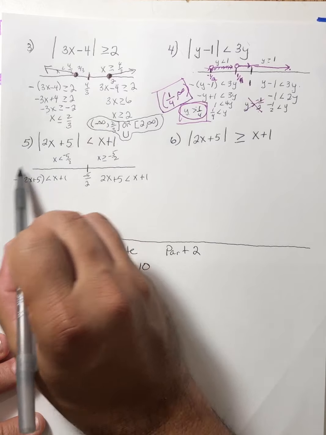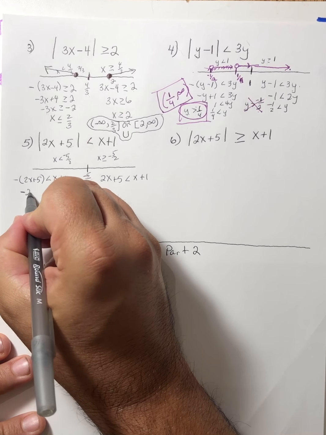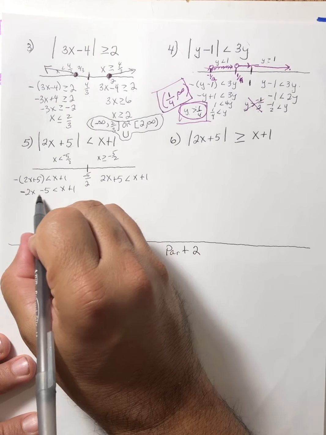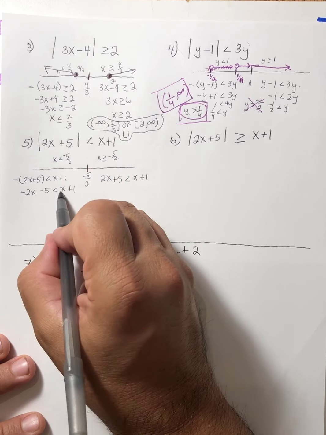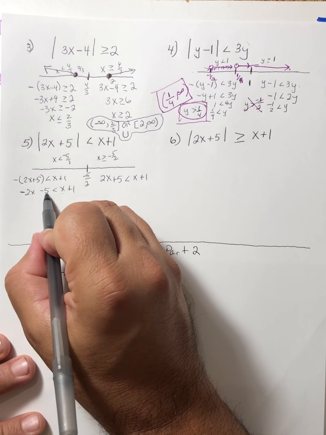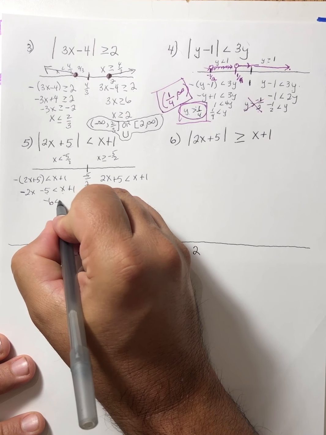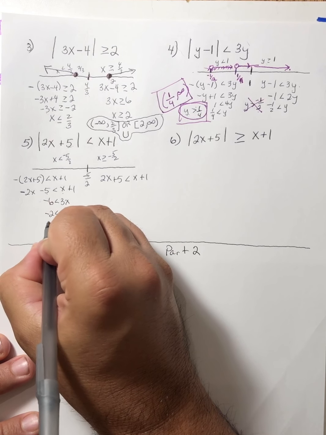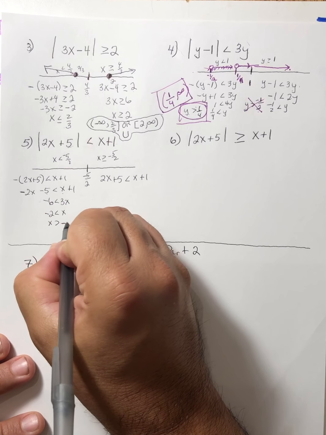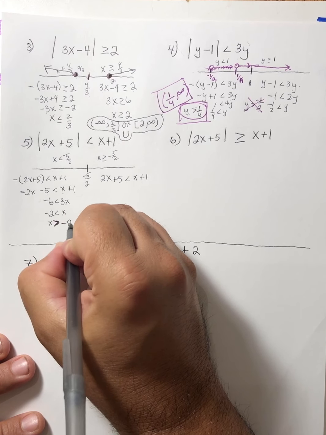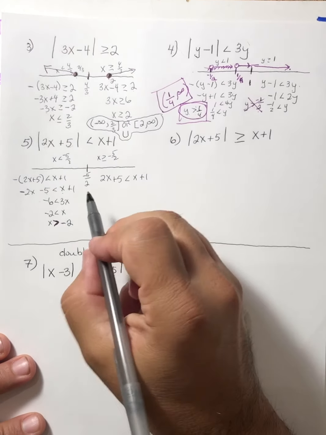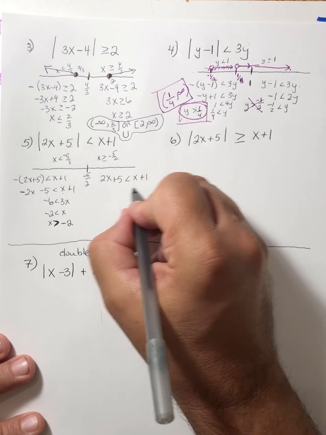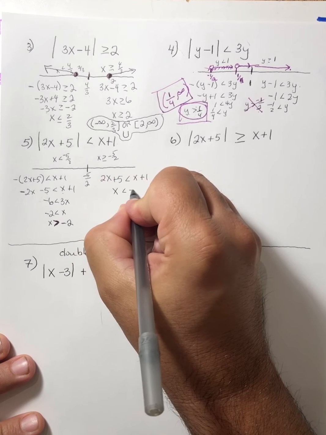So I'll solve this side over here. So we have a negative 2x minus 5 less than x plus 1. And then what am I going to do here? I'm going to add 2x, subtract the 1. So I have negative 6 less than 3x. So I divide by 3, I have negative 2 is less than x. So x is greater than negative 2. And we'll do the interpretations in just a second. So subtract x, subtract 5. So I have x is less than negative 4.